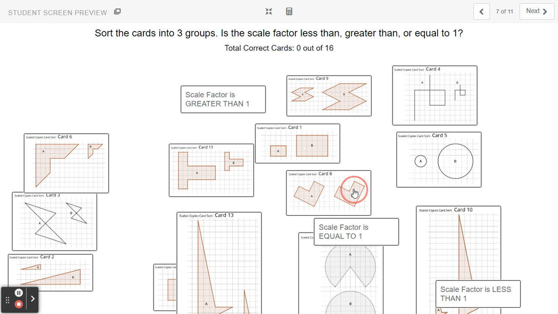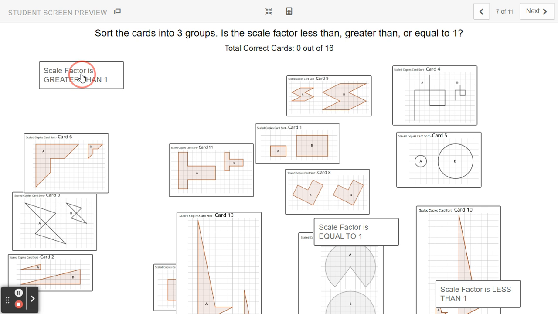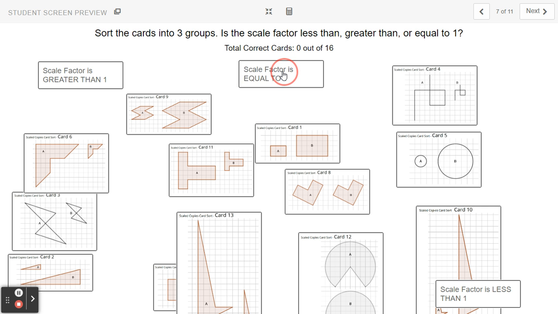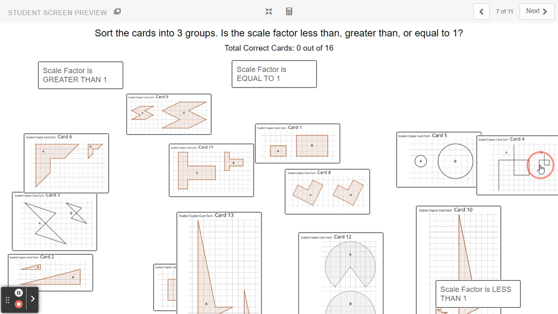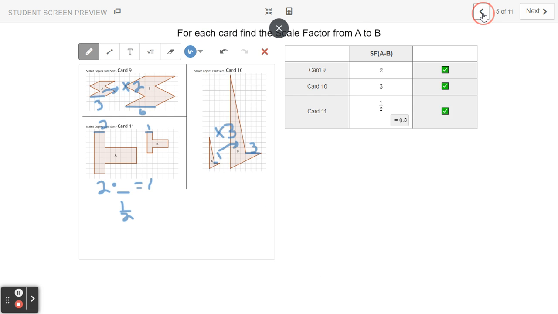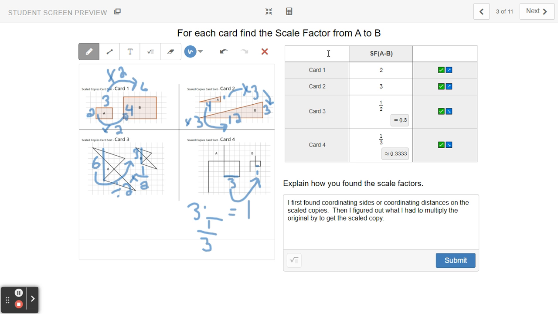So here's what we do. We're going to put these headers up like this. So we have greater than 1, equal to 1, and then I'm just moving these around, less than 1. So kind of go back and look at each card and see. So like card 1, we can go back and look. What was the scale factor for card 1? Card 1 was 2 and card 2 was 3. Well, those are both more than 1, right? They're going to go together.